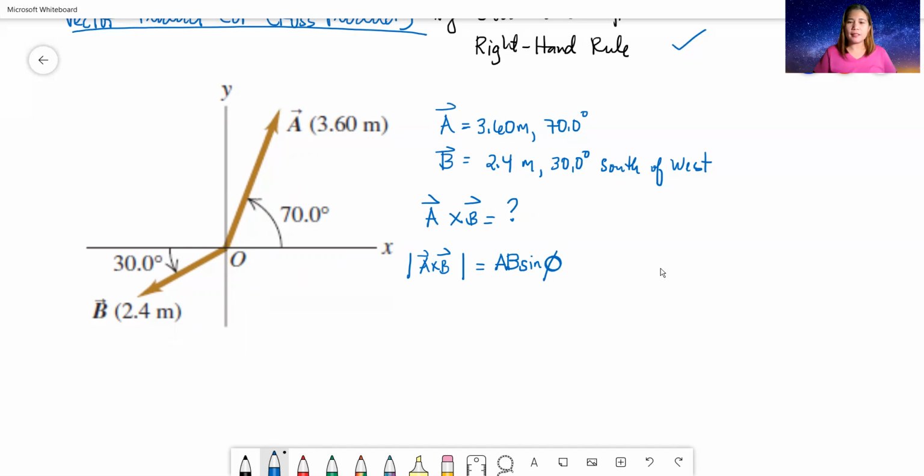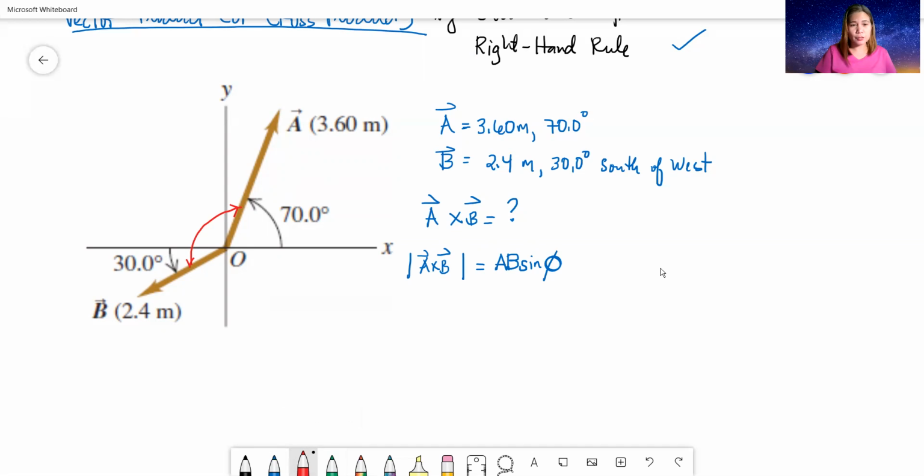The critical part here is to determine the angle between the two vectors correctly. So do not get excited. Once you get the angles given, do not forget that the definition of phi is the angle between the two tails of the two vectors. So in this case, we know that this is 70 degrees and this is 30, and the definition of phi is this angle less than 180. We will use the angle between the two tails that is less than 180.